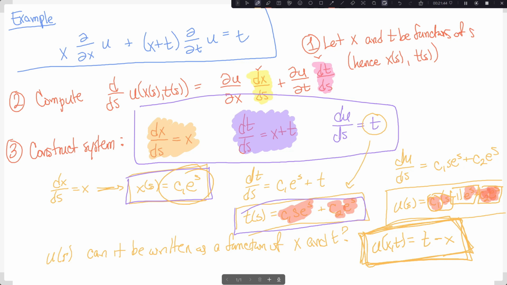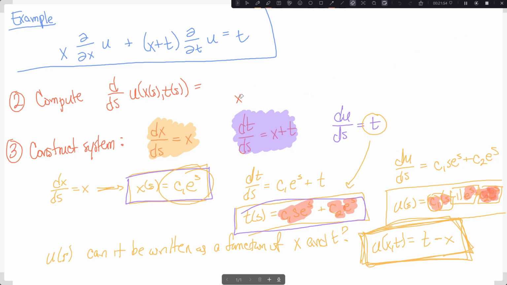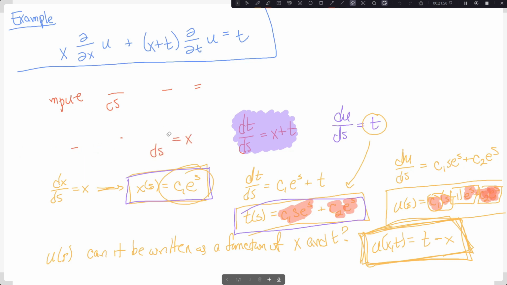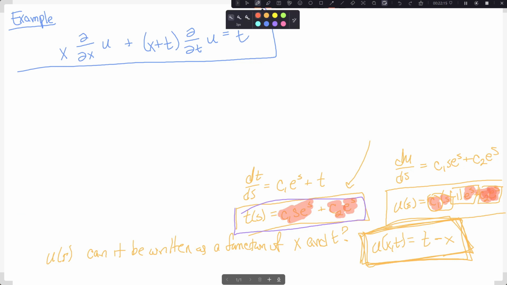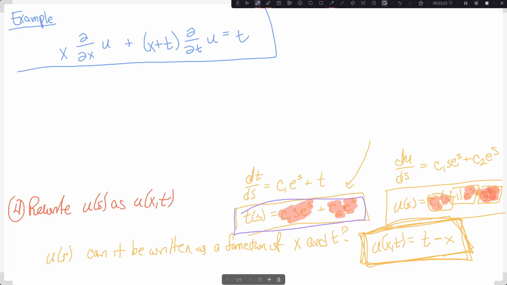Should we verify? Let's verify that this actually solves the PDE. This is something a little bit more non-trivial for a PDE that we can solve. I guess I should say something at the bottom for step 4. So step 4 is rewrite u of s as u of x and t. And that's always the trickiest part. So I'll definitely help you all in class for that part.